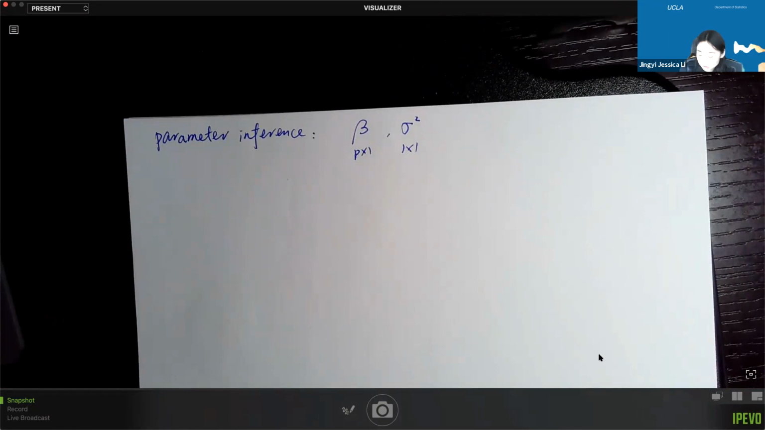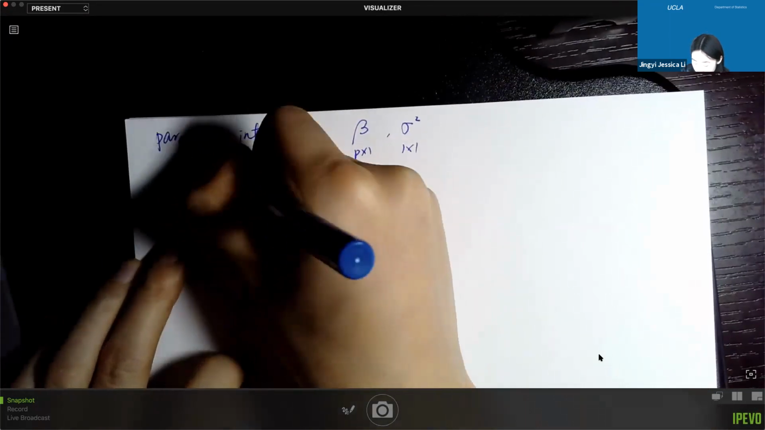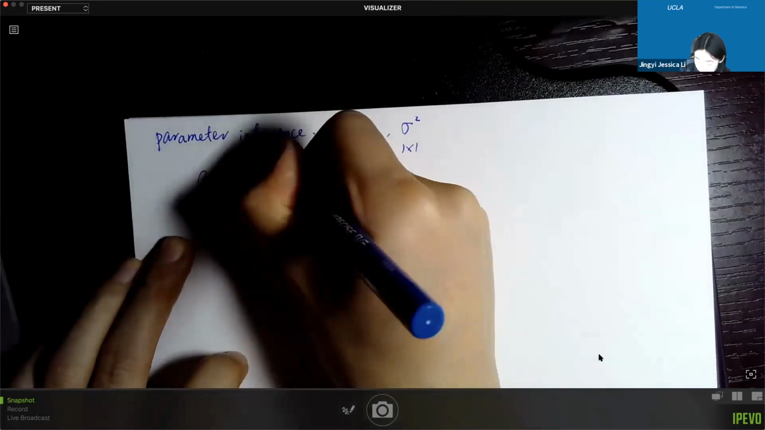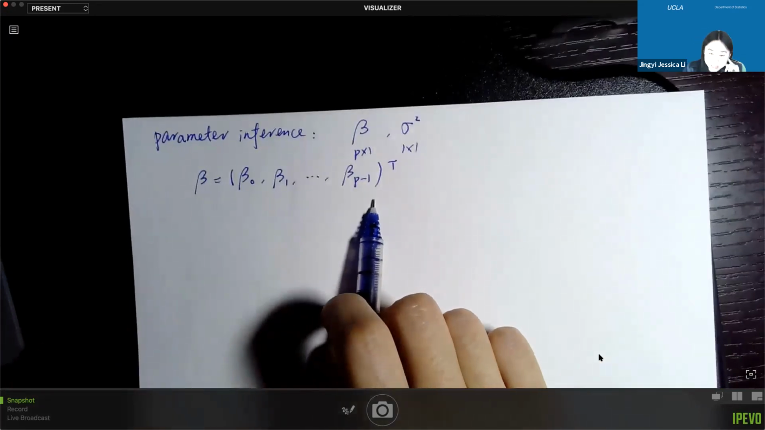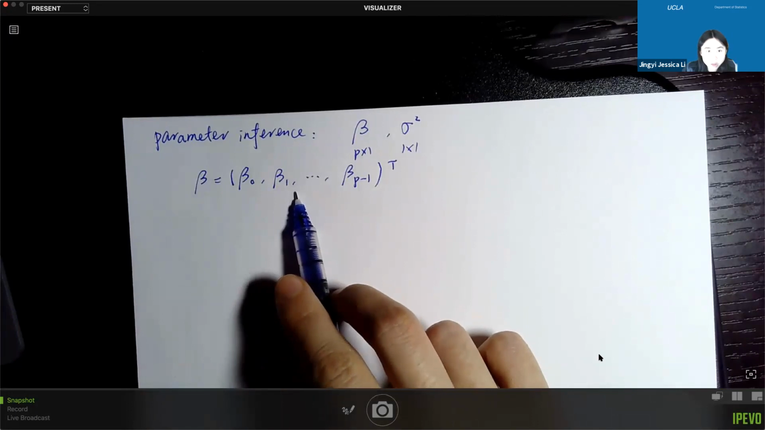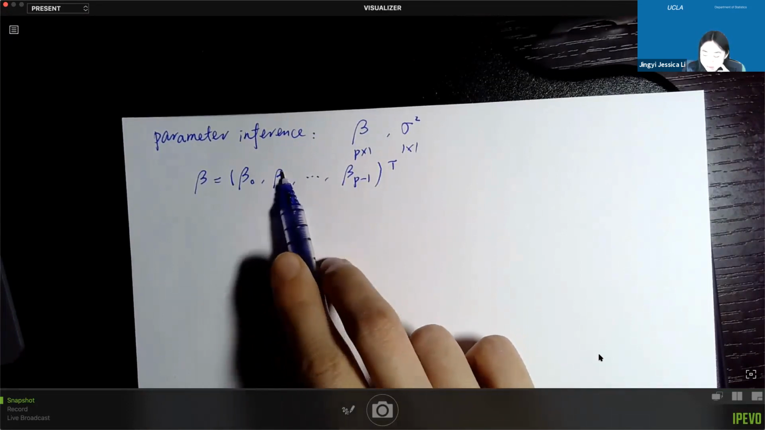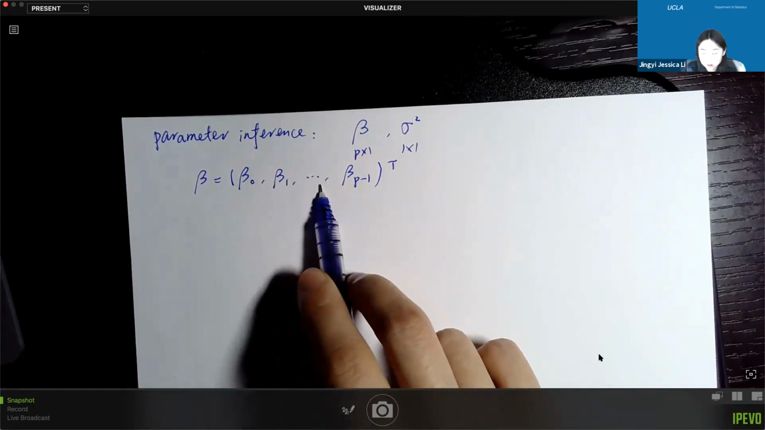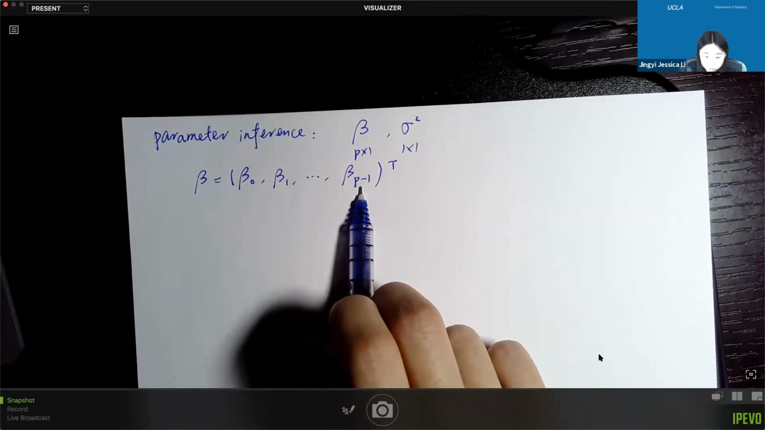Why is that? The reason is, if we write it out, we can see that beta includes the intercept and the slopes of the p minus 1 predictors. And each slope is what we call the effect size of that predictor. It reflects how much a change in that predictor's value affects the change in the response value. So the larger the magnitude of each beta j, the larger the effect that predictor j has. That's why we often want to do this, to really understand the effect of a predictor on the response.